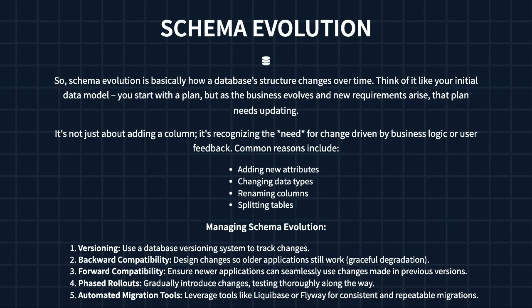Phased rollouts, where you introduce changes slowly with testing, and using automated migration tools like Liquibase or Flyway for consistent deployments, are also excellent practices. The bottom line? Planned evolution is always better than trying to fix things reactively. It's a lot cleaner and more sustainable in the long run.